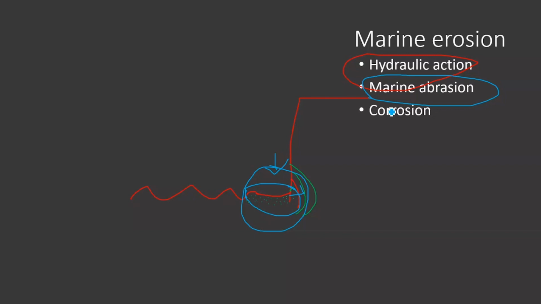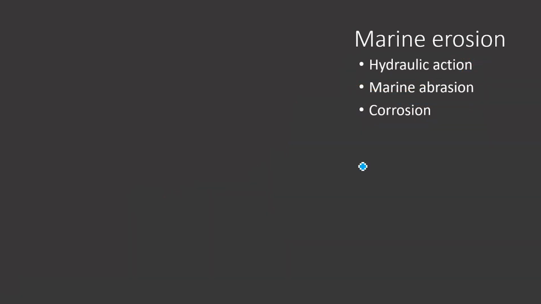And the third process is corrosion, which is the process of erosion produced by chemical action. The water in the sea is mostly saline, so that also creates some amount of corrosion during the process of marine erosion.